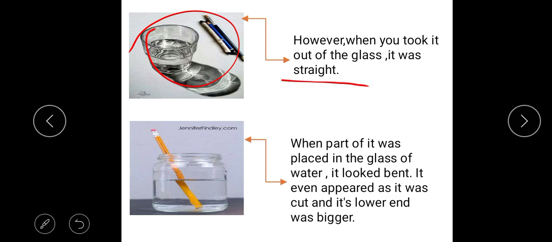Okay, very good. And in the last picture, what happened when part of it was placed in the glass of water? It looked what? Okay, it looked bent. It even appeared as if it was cut and its lower end was bigger. Okay, very good, class.